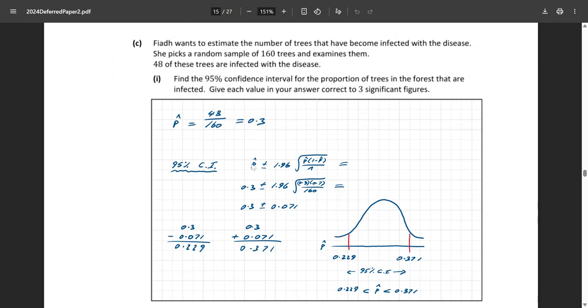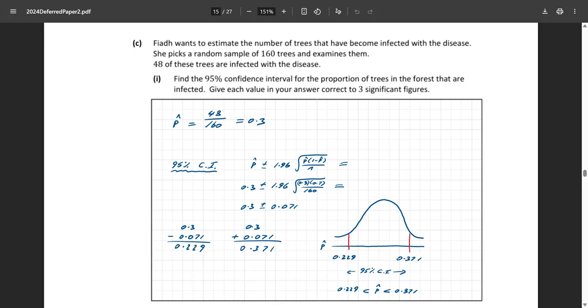First of all, get the proportion of trees we're talking about. 48 out of 160 are infected. We call that p hat. So 48 out of 160, the proportion is 0.3 if you work it out. So 30% of all your trees are infected with this disease. That's in your sample, don't forget.